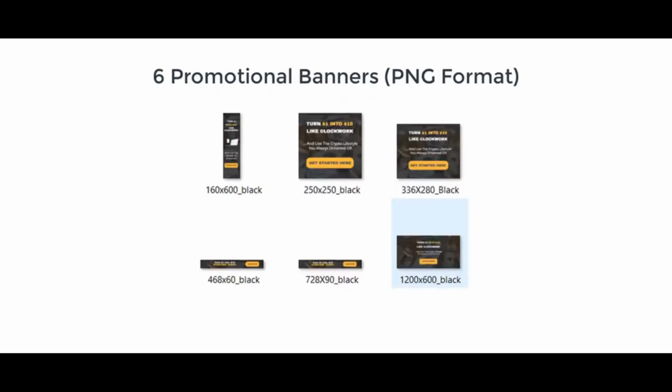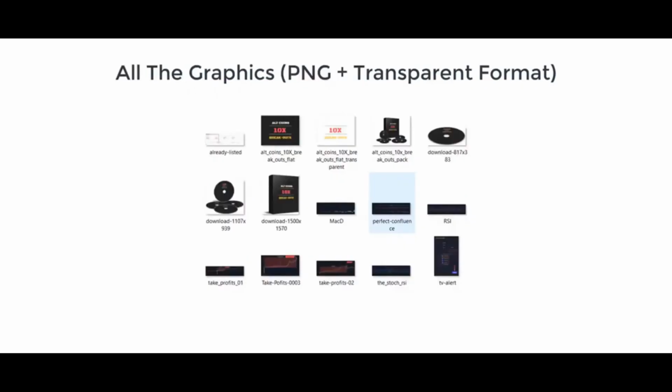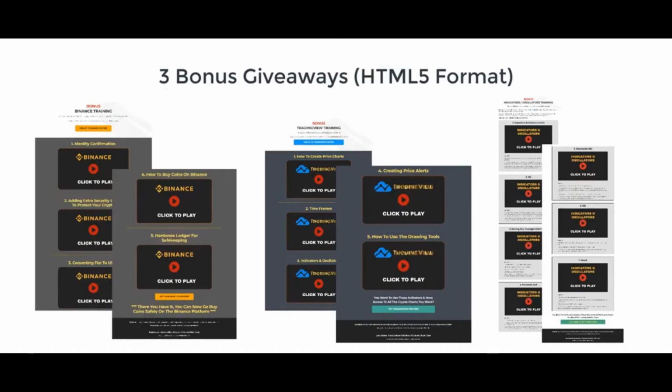I've also decided to include a promo banner pack that comes in a PNG format, along with all the graphics in PNG and transparent format. But that's not all. On your sales page, you'll be giving away 3 bonuses. These 3 bonuses have a total of 17 videos that will show your audience how to buy coins on Binance, how to use TradingView, and how to understand the most popular indicators and oscillators. And each of these bonuses have their own HTML pages. And as you can see, these pages are attractive and easy on the eyes.